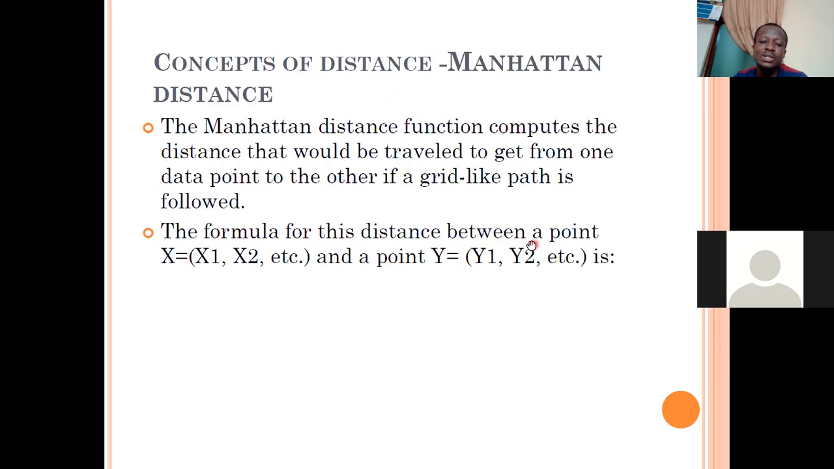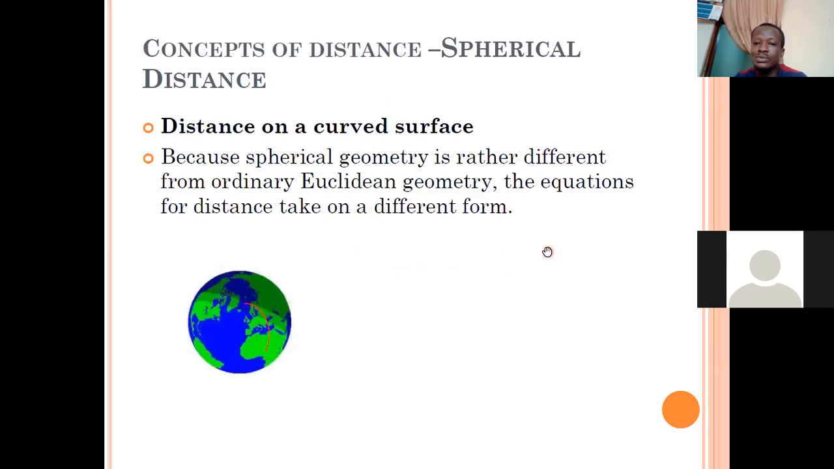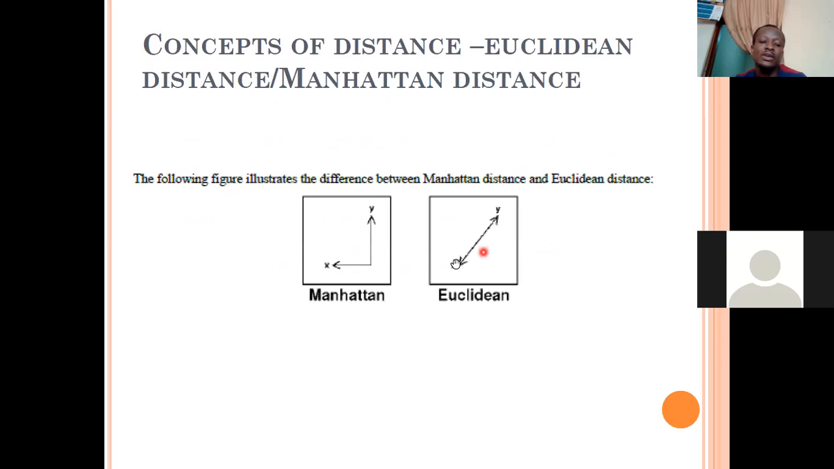So the formula for this distance between a point X and Y, Y1, Y2, is this. Here you can see the Euclidean distance on the right and the Manhattan distance on the left. I want to move from X to Y, but instead of moving straight using the Euclidean distance, which is obtained by the Pythagorean formula, I'm going with the Manhattan distance, which is going on a grid-like path. In reality, this is what happens, and that's why networks are very important.